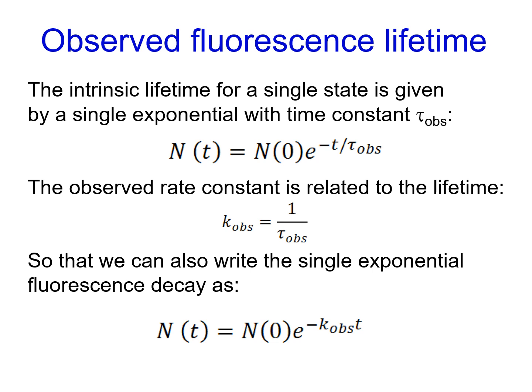The intrinsic lifetime for an excited state is given by a single exponential with time constant tau observed. The observed rate constant is the inverse of the lifetime. Lifetime is also known as the time constant. This is true because fluorescence decay is a first-order process. We can also write the single exponential fluorescence decay in terms of K observed, the observed rate constant, also K obs. This is not the same as the intrinsic fluorescence rate constant or fluorescence time constant.